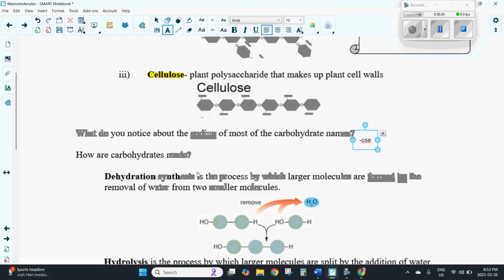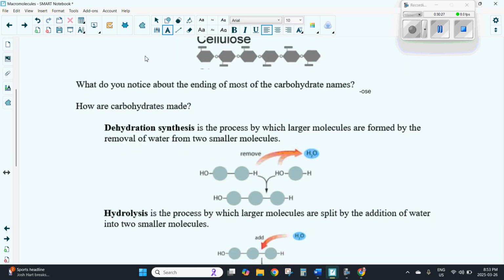Sorry. So how are carbohydrates made? So there are two processes happening in the body. We have dehydration synthesis and we have hydrolysis. So dehydration synthesis, when you think about dehydration, taking away water. Okay, dehydrated means you don't have enough water. That's exactly what's happening here. So in dehydration synthesis, you're making larger molecules by removing water. So you're going to take two things and you're going to join them together by removing the water.